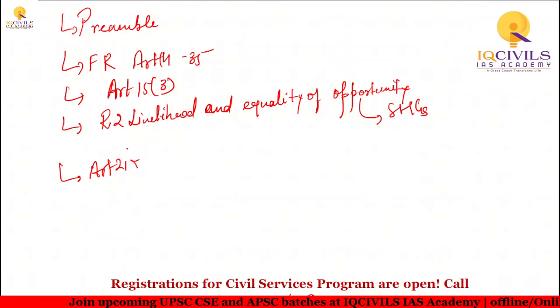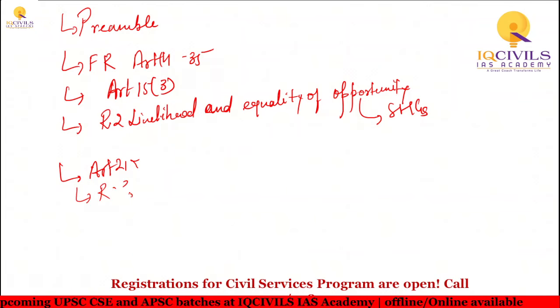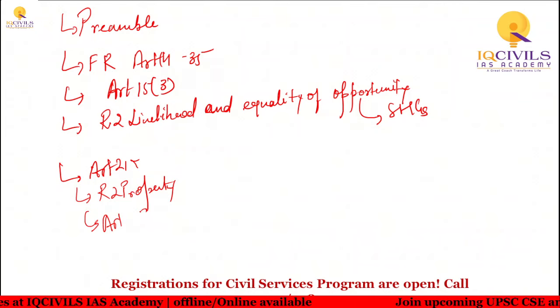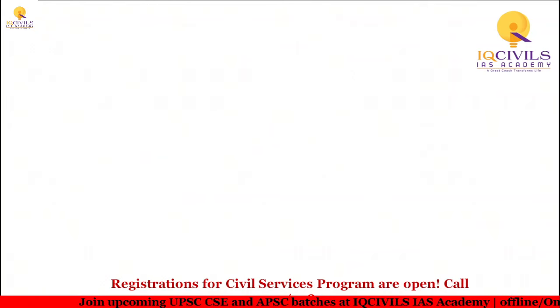Then apart from this, you can mention right to property. Clear? Then you can mention Article 23 as well. Article 23, which talks about abolition of human trafficking, largely helped women to move out of sexual trafficking and slave trade. Clear? See, कितनी सारी चीजें आपके पास लिखने के लिए.